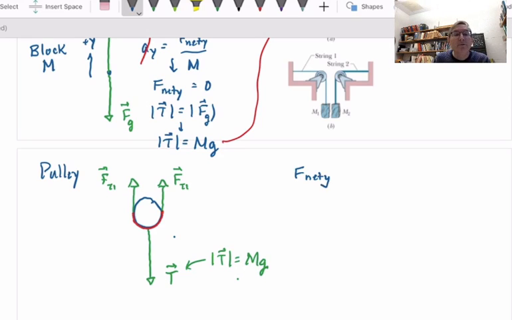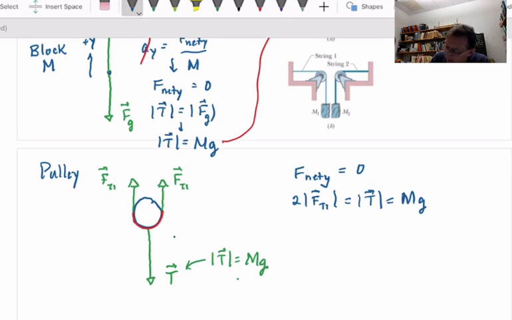I have 2 up forces and 1 down. The 2 up forces have to be equal because they're both tensions from string 1. So 2 times the magnitude of Ft1 must equal the magnitude of T, which is equal to big M times g. So to solve for the magnitude of the tension in string 1, we divide by 2. And we get Mg over 2.